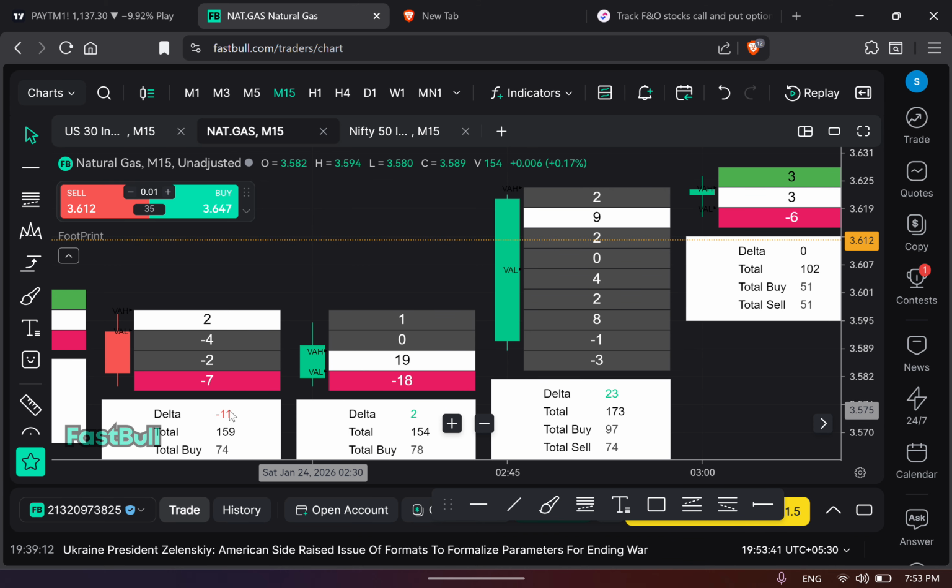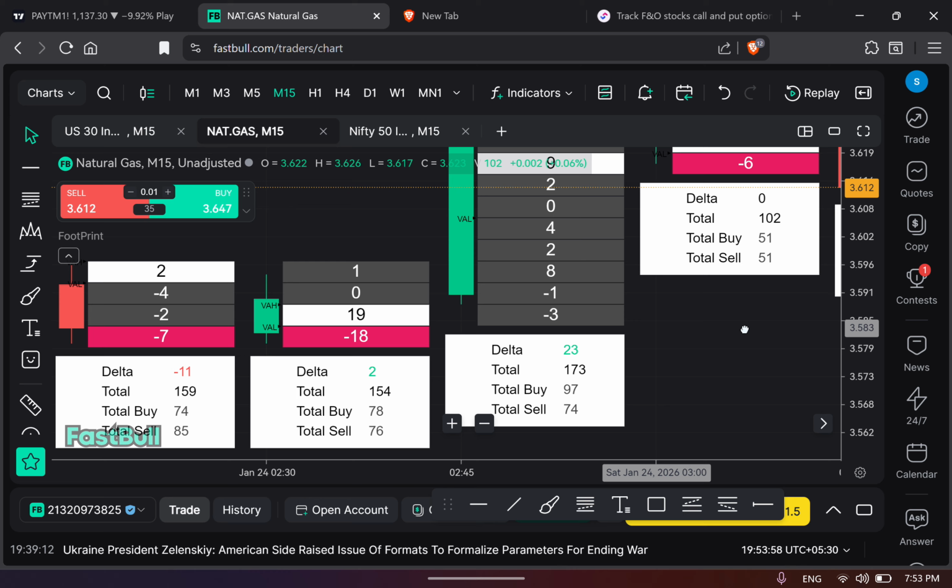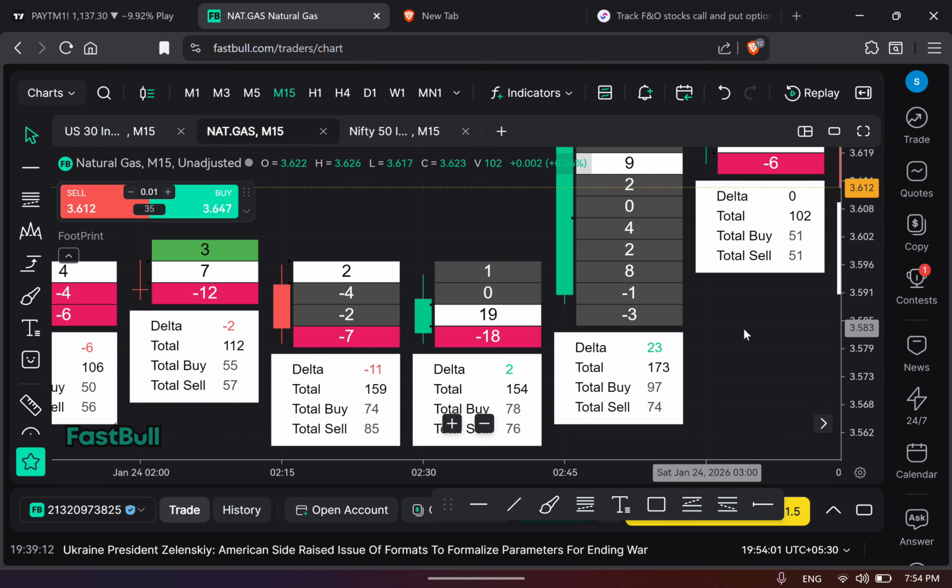And here if you see minus 11, it means sellers are in control, and whatever contracts traded at each and every price, 11 contracts were traded here. So those levels are sell contracts, and here buy contracts. So this is the way. Once you change it, you have to look at 3 to 4 candles.